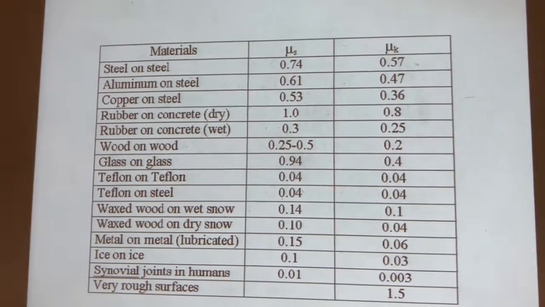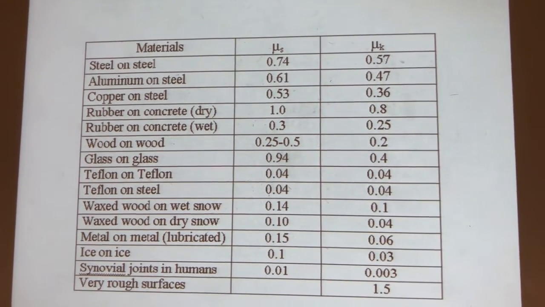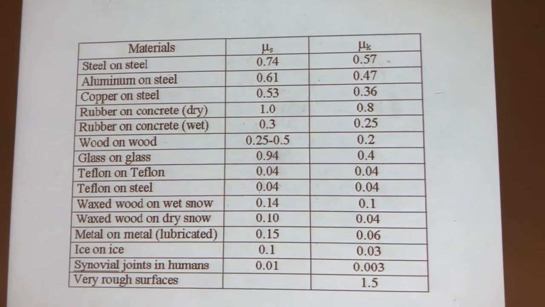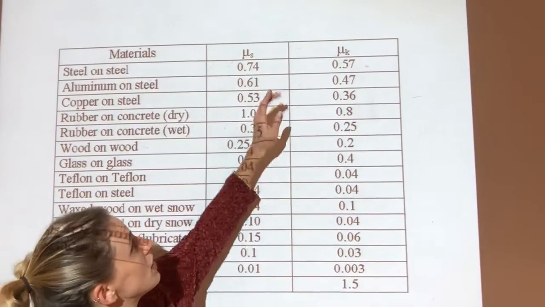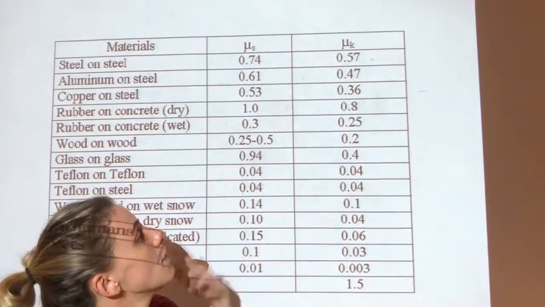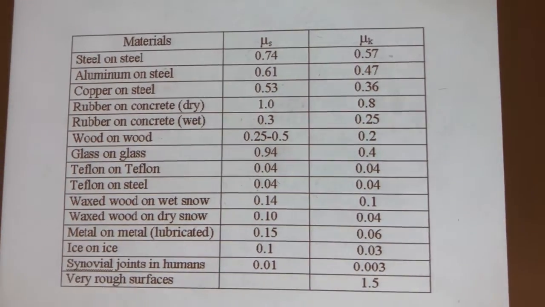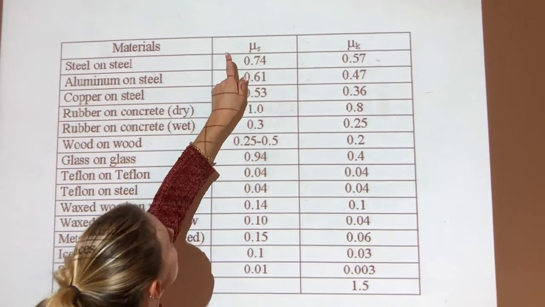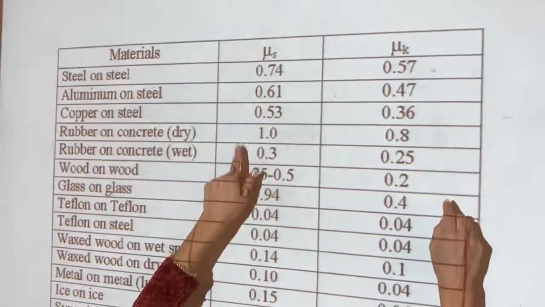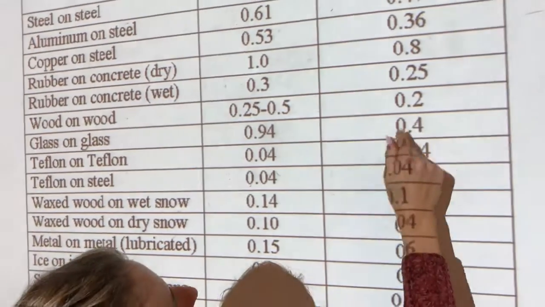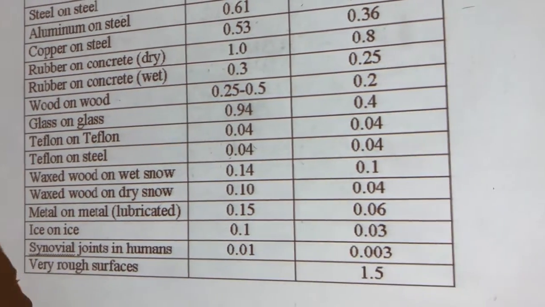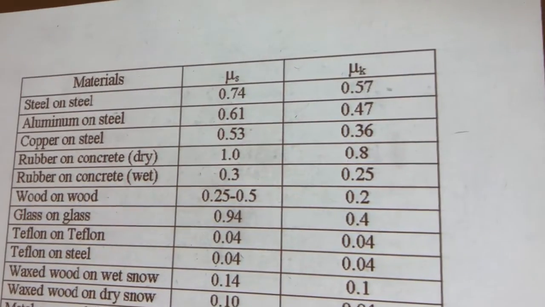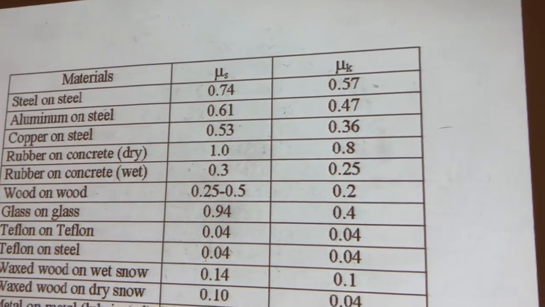So look at that. Here we have a whole chart full of different mu's. And we have two different columns because we have two different types of force of friction. Notice a pattern here. I notice that one is bigger than the other for each one. Oh, yeah. So more over here, less over here.